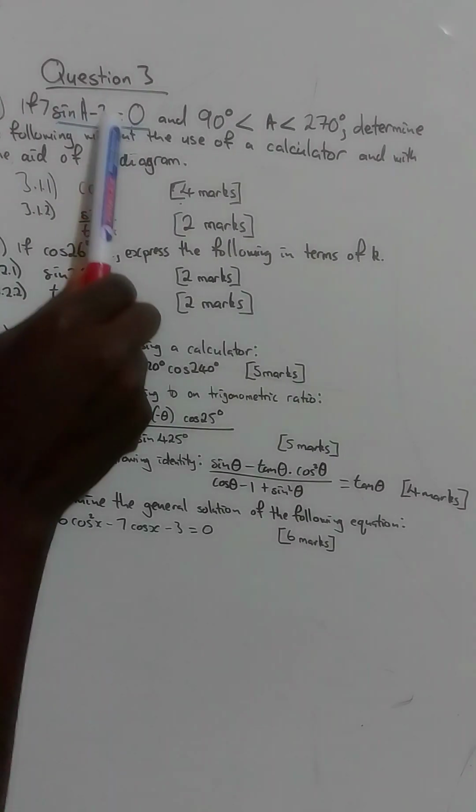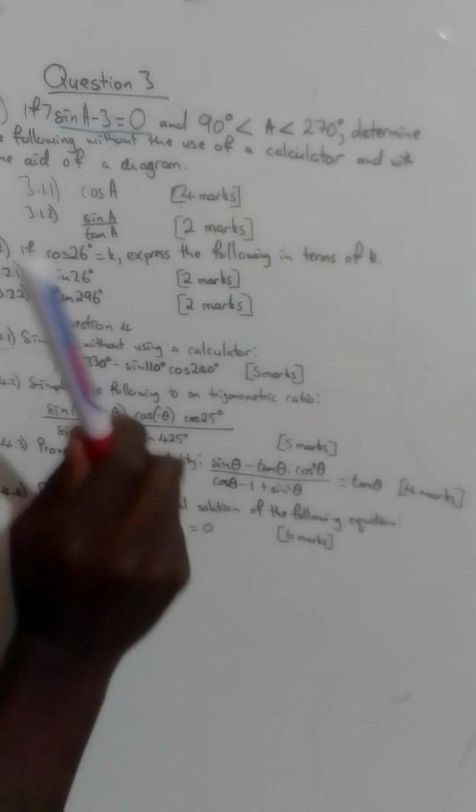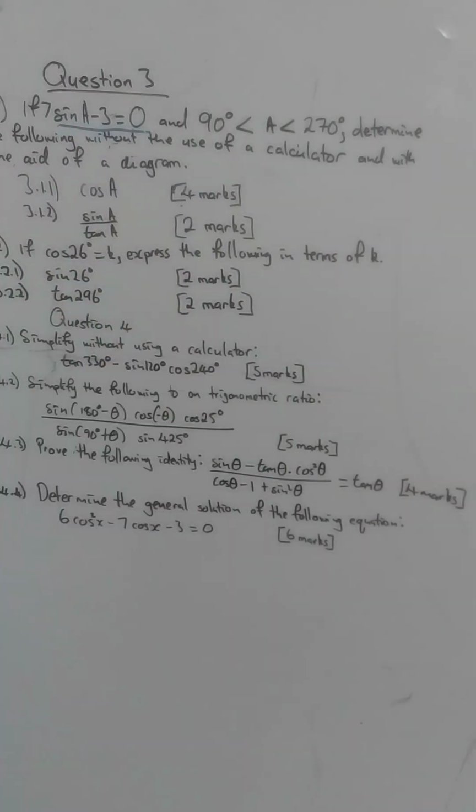If 7 sin A minus 3 is equal to 0 and 90 degrees is less than A is less than 270 degrees, determine the following without the use of a calculator and with the aid of a diagram. So the first thing that we need to note are the key things.